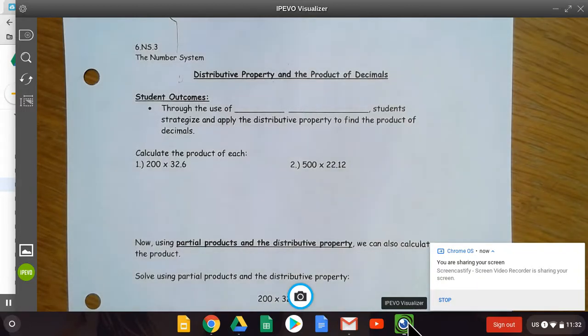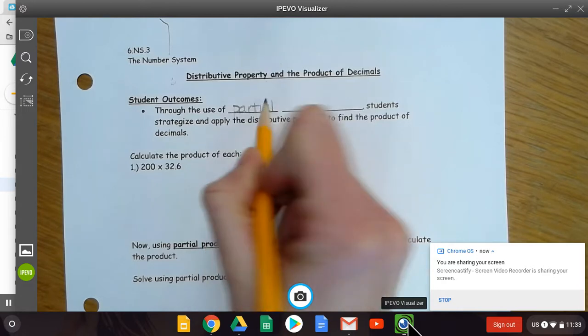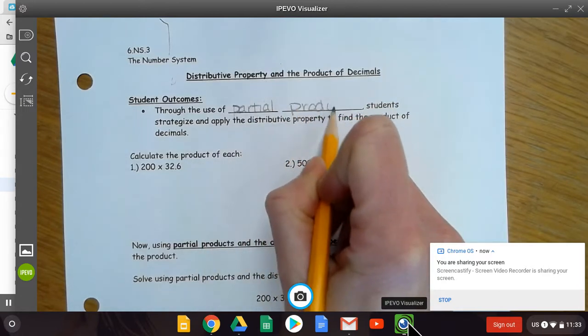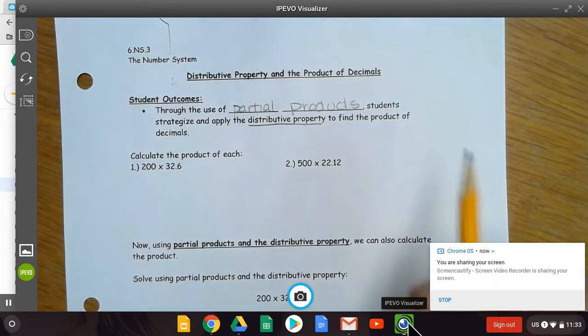Hi everyone. Today we're going to work on continuing with the distributive property and the product of decimals. So we're going to be breaking apart numbers to multiply and use the distributive property to get the answer quicker, through the use of partial products, which are part of a product. Students strategize and apply the distributive property to find the product of decimals. So we're going to be working with some decimals today as well.